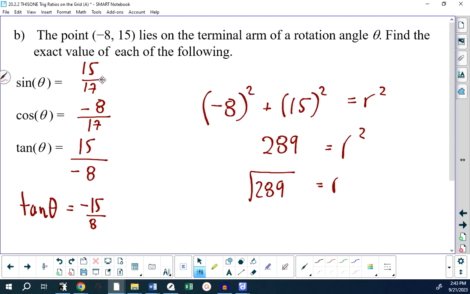It's not difficult. You just have to warp your mind into understanding that it's not opposite, adjacent, and hypotenuse right now. If you had a triangle, you could do that, but we don't.